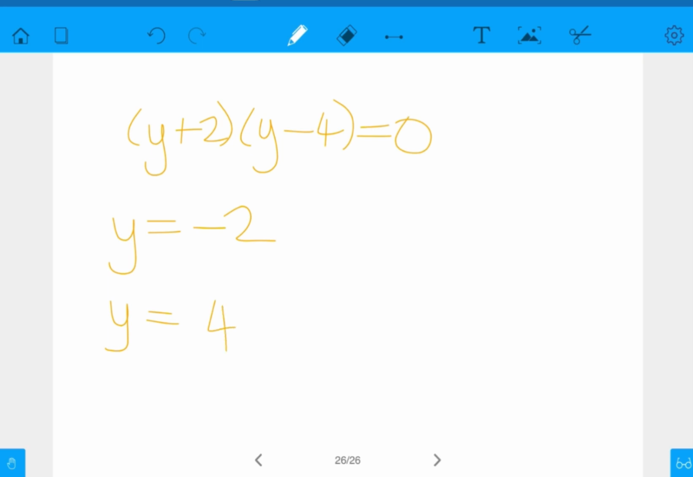So the meaning behind this is that, because when we multiply these two brackets, we get 0, that means that either the first bracket, which is y plus 2, or the second bracket, y minus 4, must be 0. Either one of those two brackets must be 0, or both of them might be 0. So if we say that y plus 2 is 0, then that means that y must be minus 2. Or if we said that y minus 4 is 0, then y must be 4.